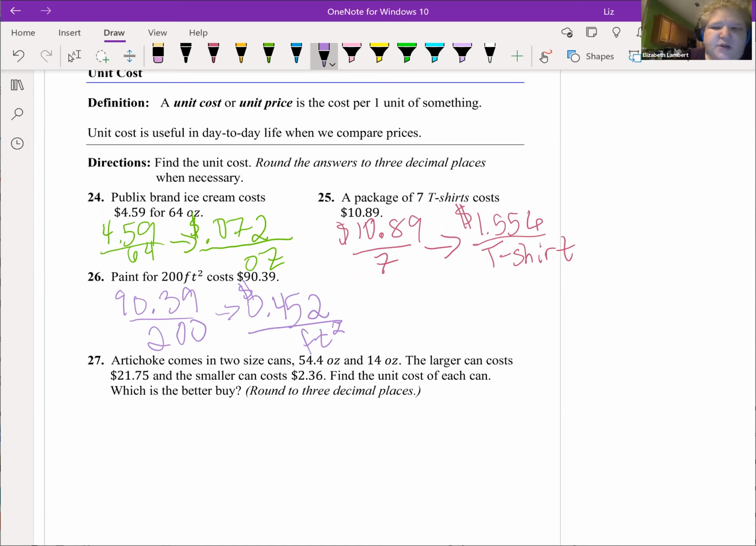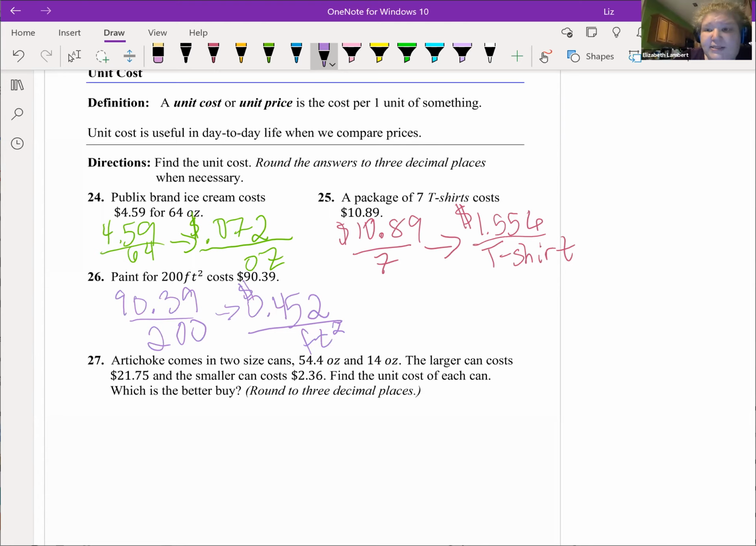But the reason we talk about unit cost is for this kind of thing. We've got artichokes coming in 2 different size cans. A 54.4 ounce one and a 14 ounce one. The larger can costs $21.75, good Lord, and the smaller can costs $2.36. Find the unit cost of each can and then which one is the better buy.